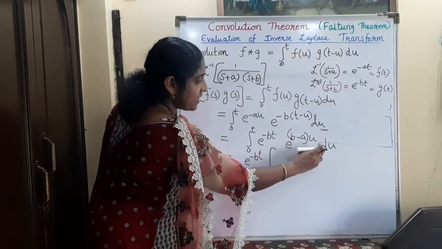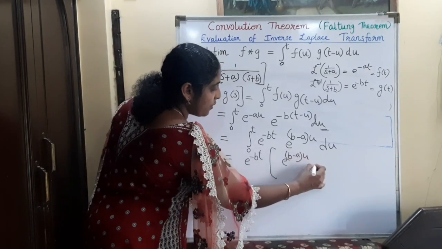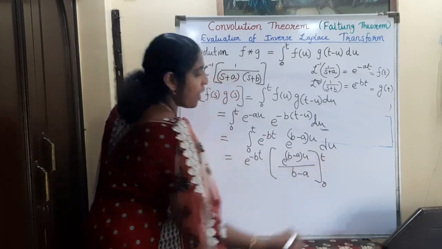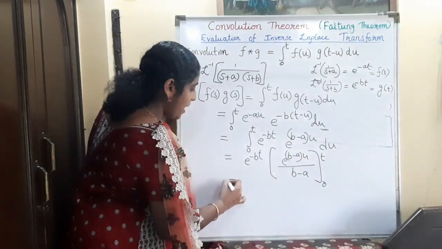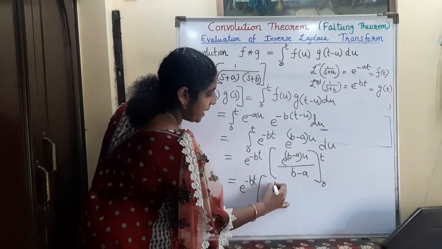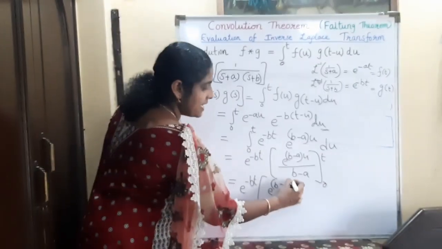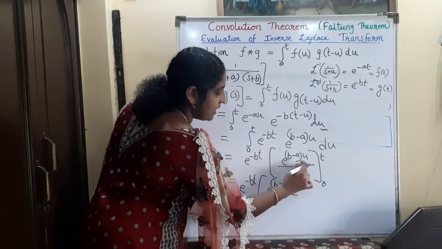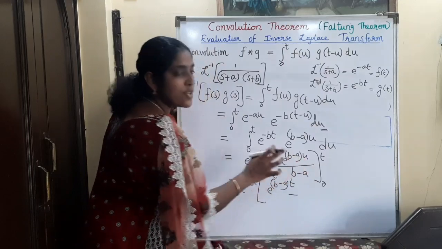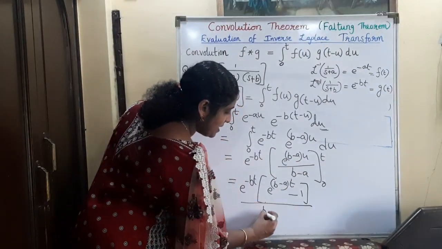The integration with respect to u, so this will be e raised to b minus a into u divided by b minus a. Apply the lower limit 0 and upper limit t. On applying the upper limit, we are getting e raised to minus bt, e raised to b minus a. Instead of u, we can substitute t. T minus e raised to b minus a, u we have to apply here 0. So e raised to 0, that is 1, divided by b minus a.